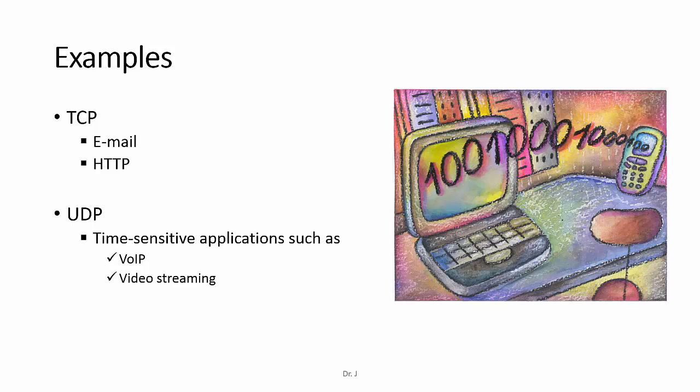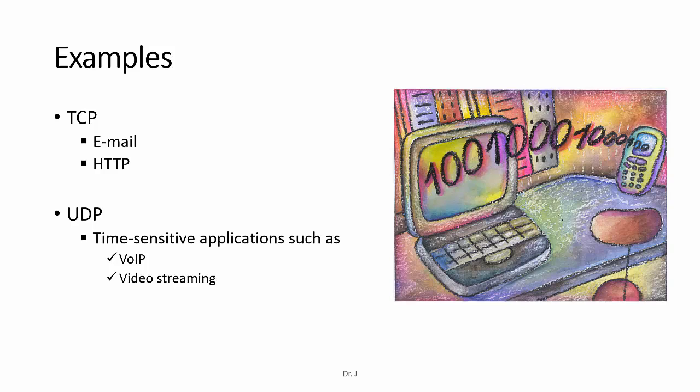TCP is connection oriented, UDP is connectionless, right? In the case of TCP, the key is making sure there is no error in the messages. For example, with emails or web browsing, you need error-free content, right? If there is an error, there is a problem. So in those applications, you definitely have to use TCP. For UDP, applications that are very time sensitive adopt the protocol. For example, VoIP or voice over IP, or video streaming.